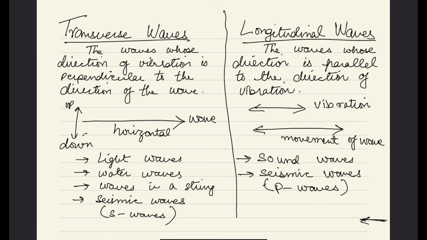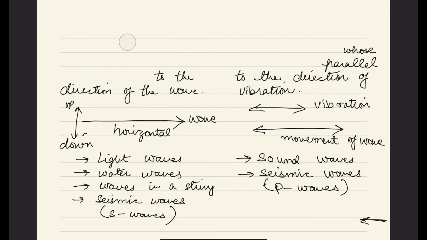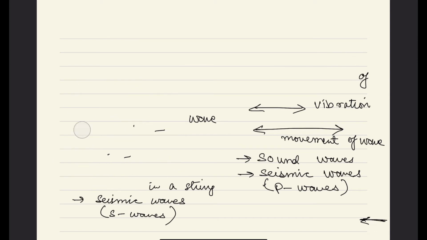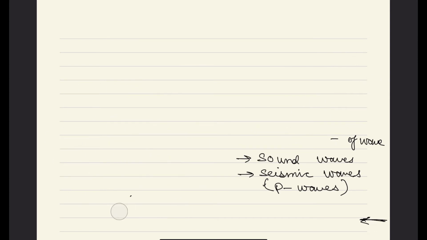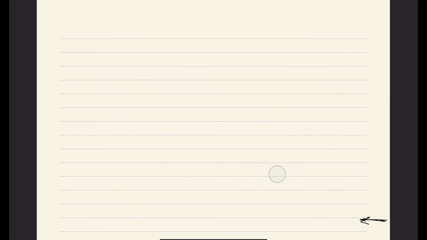All right, so after this we'll discuss some of the properties of the waves. In the properties of the waves, we have to discuss the behaviors of the waves. So, properties of waves.